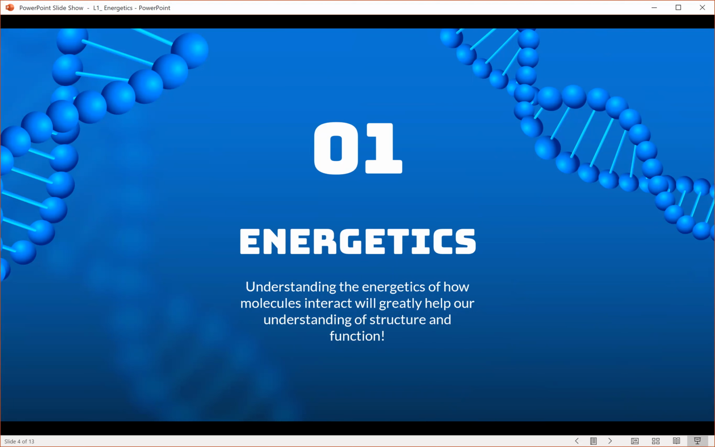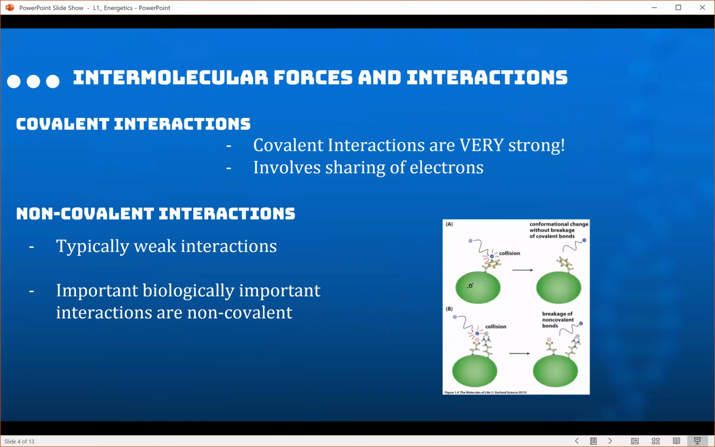You may have encountered this in general chemistry, so we'll go over this in a bit more detail for those who haven't. We'll look at covalent and non-covalent interactions. Covalent interactions are very strong and are due to the sharing of electrons. We'll see this in the primary structure of macromolecules.